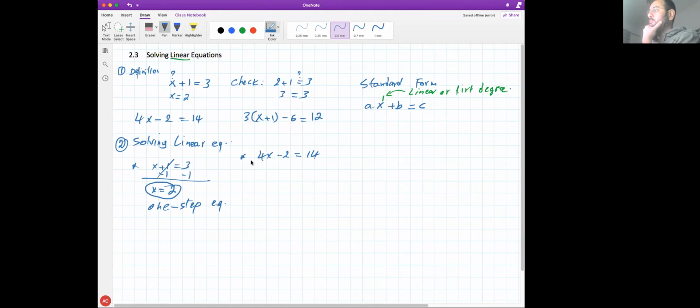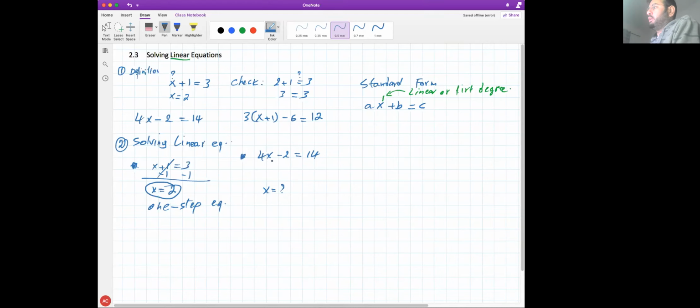Now, in order to isolate the x, which numbers need to be canceled in order to get the x by itself? 4 and 2. Minus 2. Minus 2, 4, and 14. Exactly. So we need to cancel the negative 2, cancel the 4, then you will have the x by itself. Once we have the x by itself, we're going to look at the number, whatever numbers this becomes, because this will change based on what we do on both sides. And we will have our solution.